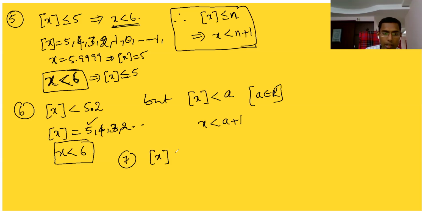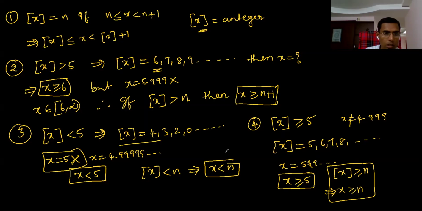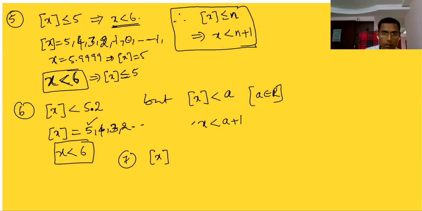Now let's take greater than. Less than 5.2 we have taken here. Less than 5 means you get less than 5. Okay, all right. So this is a plus 1 if a is a real number. This is a plus 1. Okay, this is for less than.